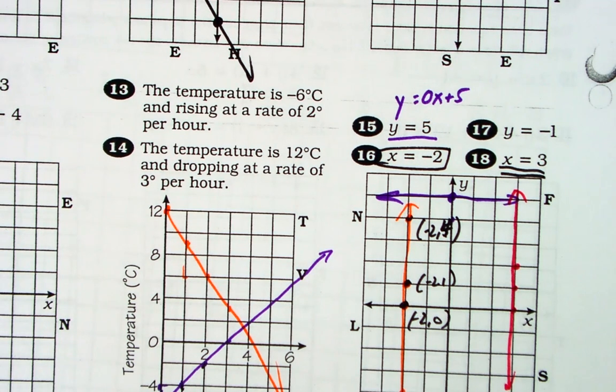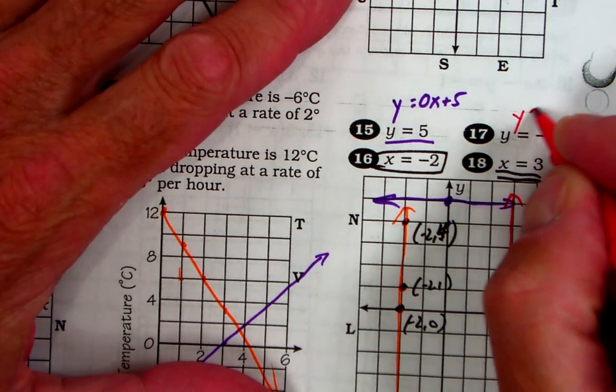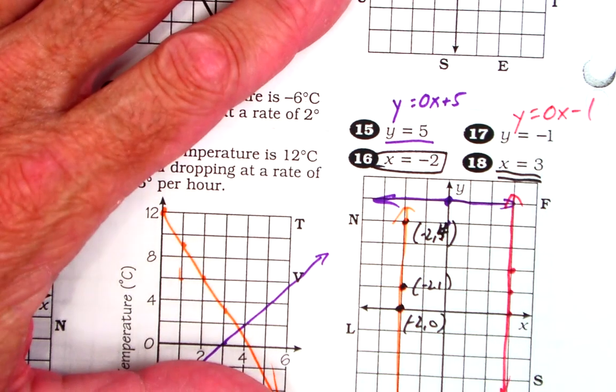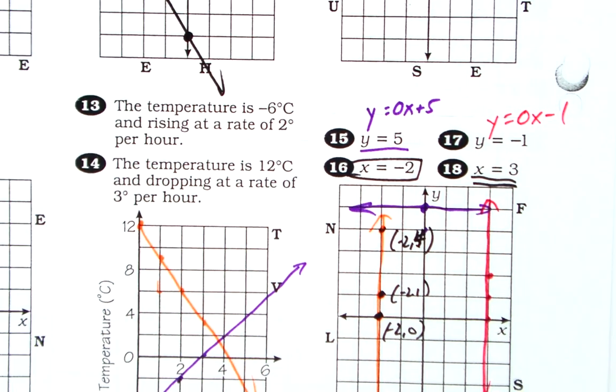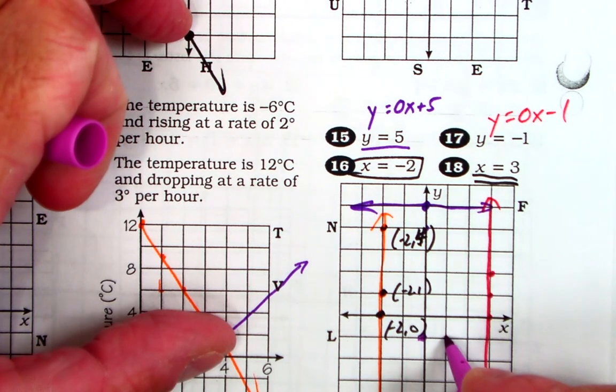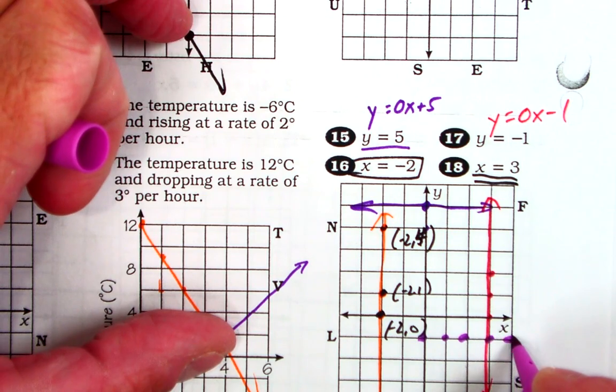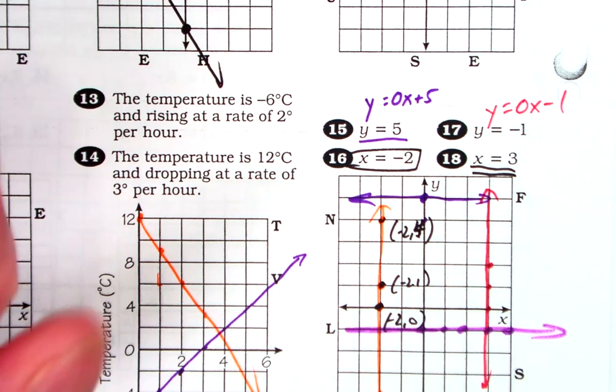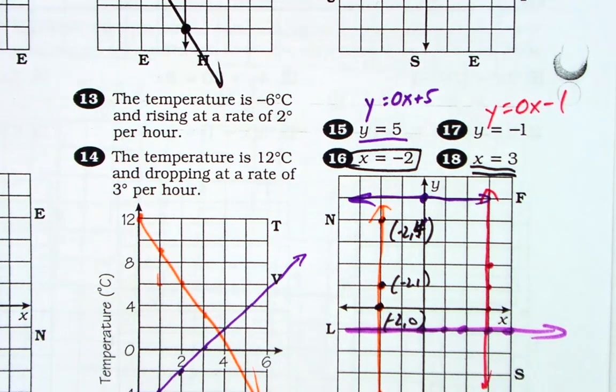Now the other one, for y equals -1, you could go y equals 0x minus 1. But I'd like you to have the common sense method of, where are my y's -1? 0, -1; 1, -1; 2, -1; 3, -1; 4, -1. It's going to look like that. Hits the y-axis at -1. Yes, you do have to be able to graph those as well. Okay.